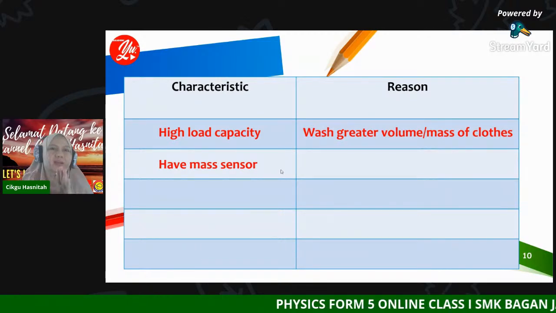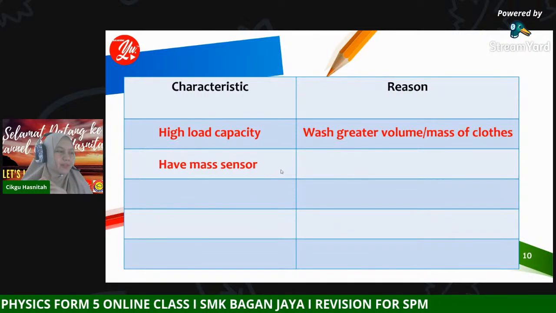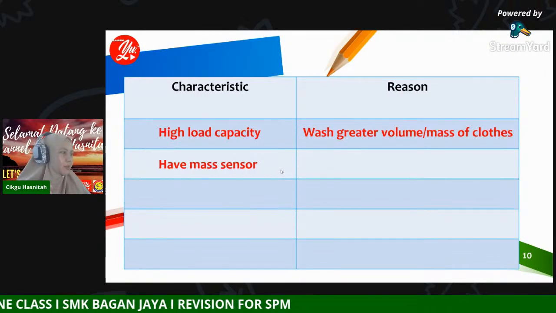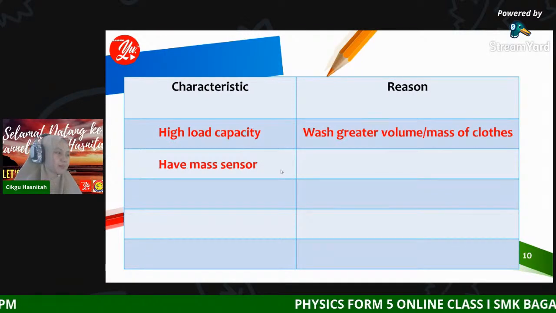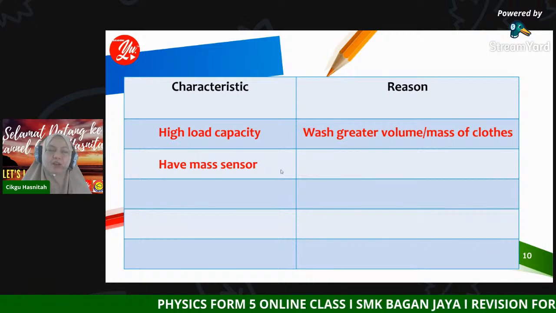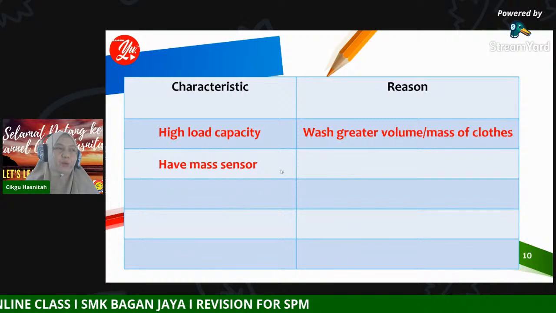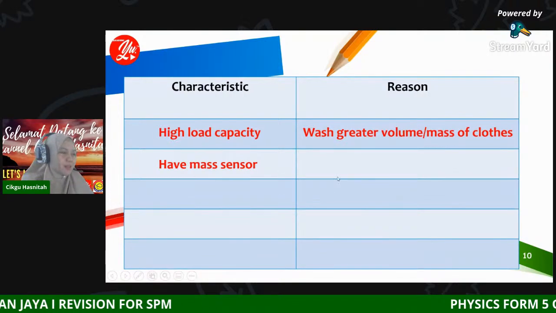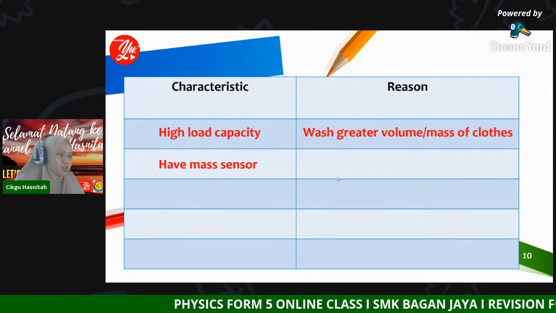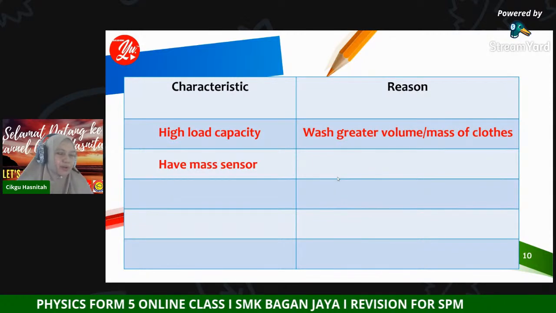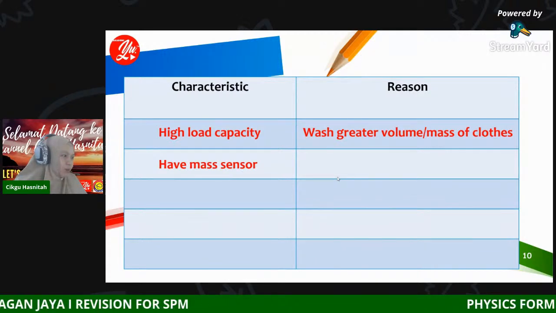So why do you think the mass sensor must be included? Can you share your answer? Why is it better with a mass sensor? Think of a logical explanation. Wei Liang says reduce water usage. Jin Jie said to ensure not too much water in the washing machine. Min Swan says prevent overload. Who else? The mass of the clothes that can be washed at one time.